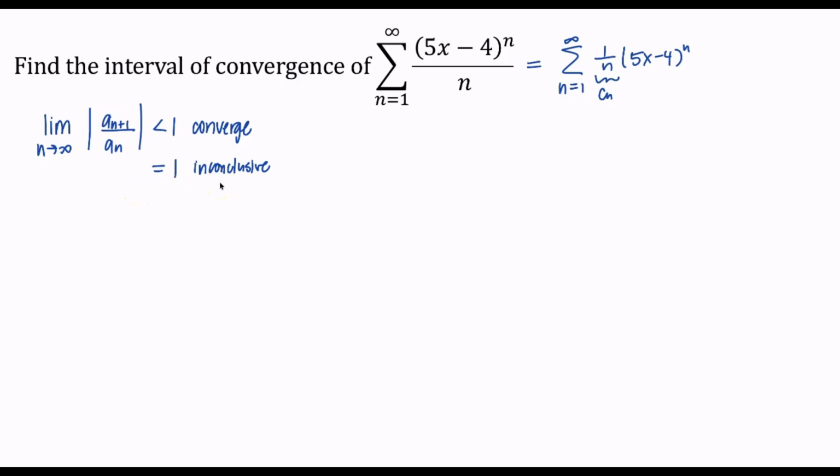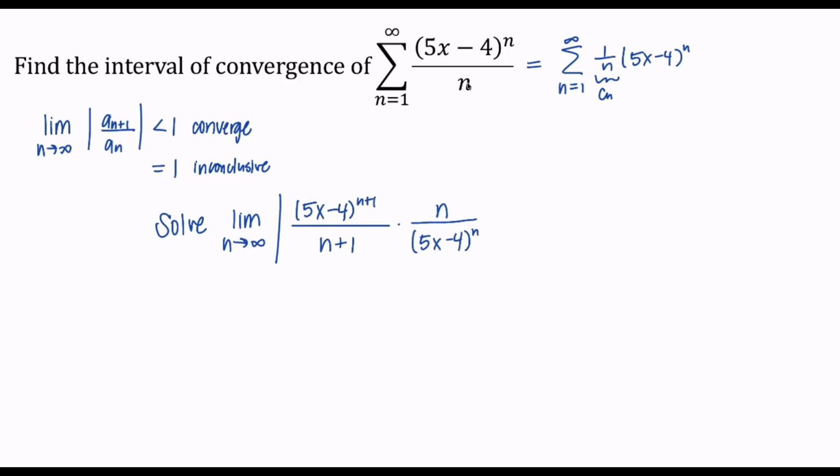So what we want to do is start by solving the limit as n approaches infinity of the absolute value of this ratio here. So we're going to substitute an n plus 1 into each n. So we'll have 5x minus 4 to the n plus 1 over n plus 1. And then divided by a sub n. So this right here is a sub n, but instead of dividing by that, let's just multiply by the reciprocal, which is n over the quantity 5x minus 4 to the n.